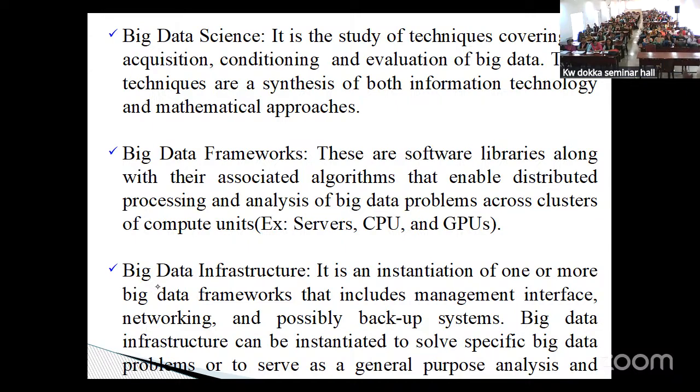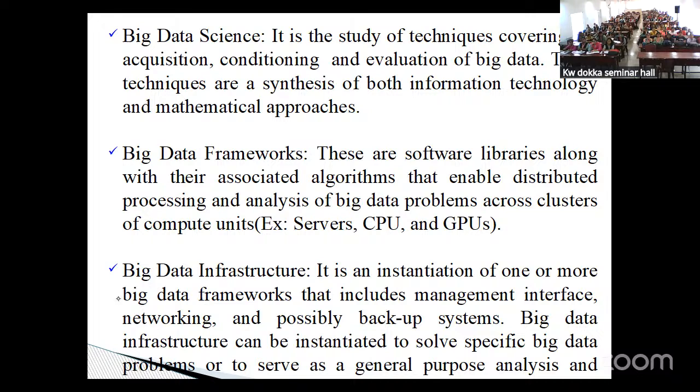Okay. Next, what exactly is this infrastructure? It is an instantiation of one or more big data frameworks, and there are multiple frameworks. Like in software engineering there are different models, such as the spiral model. Like that, from different frameworks, we are going to take any one framework. That includes a management interface, so you need to interact with the server, with the database. That is, you are taking the data from the database, right? Networking: if my net connection goes down, it becomes an offline system. Online means you get multiple people and multiple information. Clear? And possibly the backup system. You need to have different backups for performing this big data analytics, right?